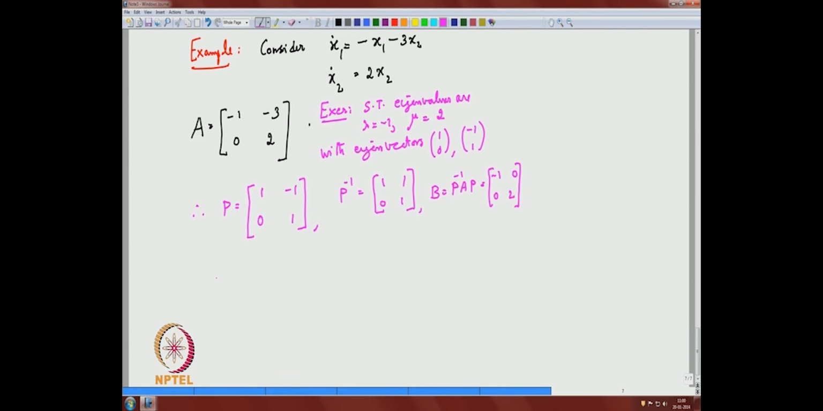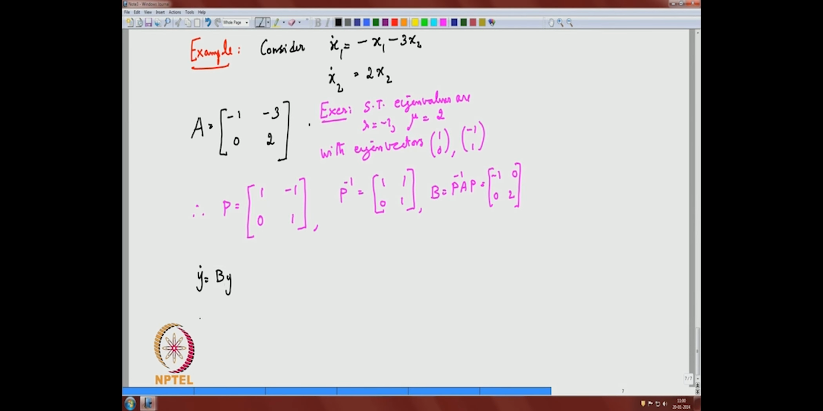So, what is the Y system? Therefore, your Y system is y dot is equal to B y. That we have already studied. It is a standard problem, a saddle point equilibrium. Now, it is clear, because you have two real eigenvalues with opposite signs, and hence it is a saddle point equilibrium. So, you can write down the solutions, which we have done already.